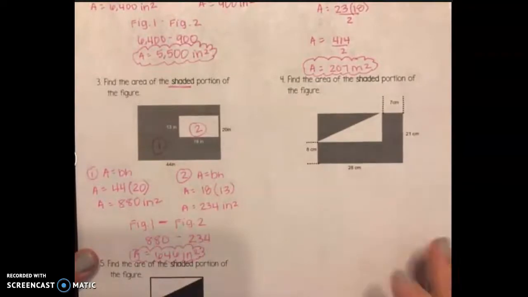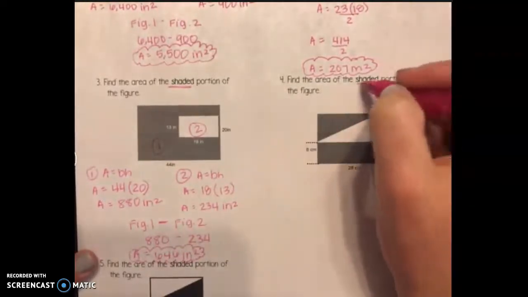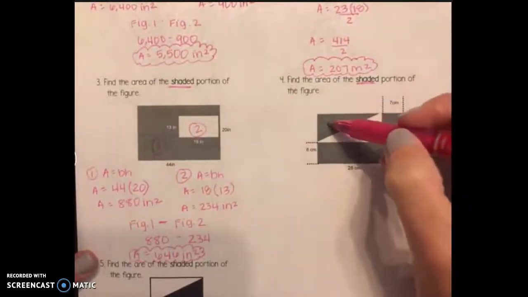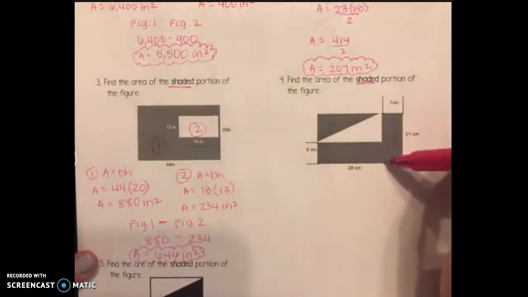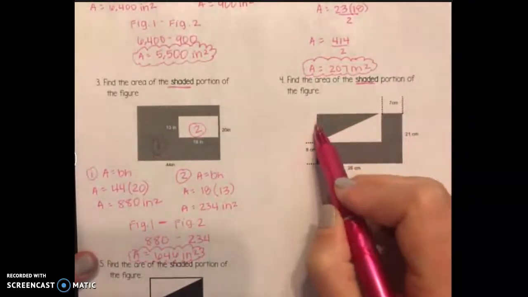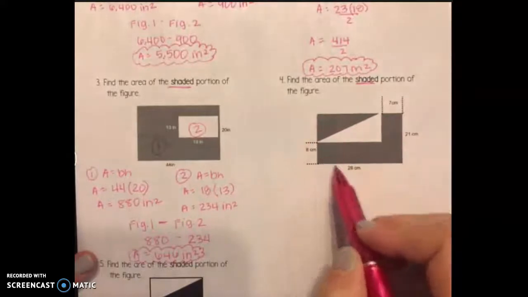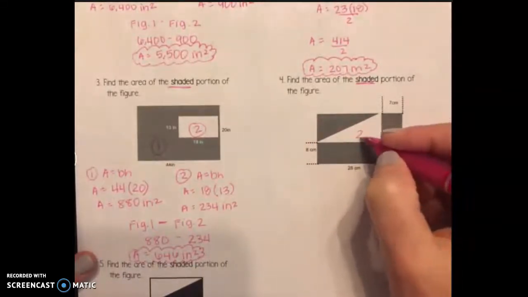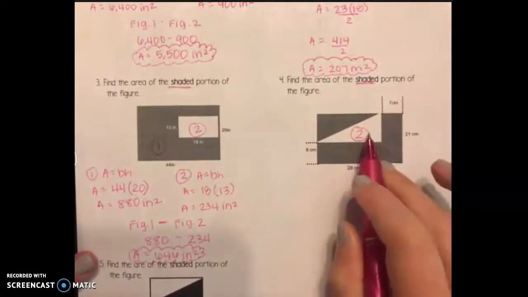Okay. So number 4 is a little bit trickier. Okay, so we want to find the area of the shaded. So when I first looked at it, I saw a triangle here. I saw that I could decompose and do a rectangle here and a rectangle here, but that just sounds like a lot of work. So I could do this big, large rectangle right here. Okay, so this is going to be my figure 1. And then I could take away the unshaded figure 2. We could find the area of just the triangle.